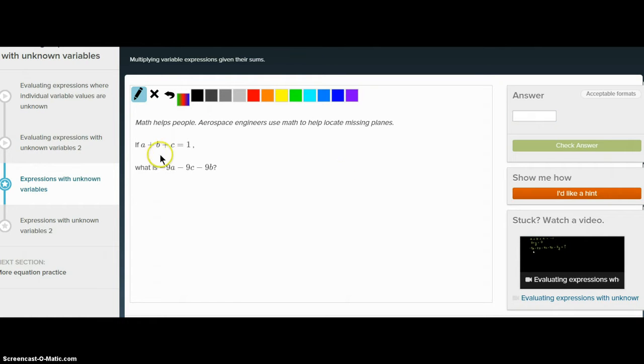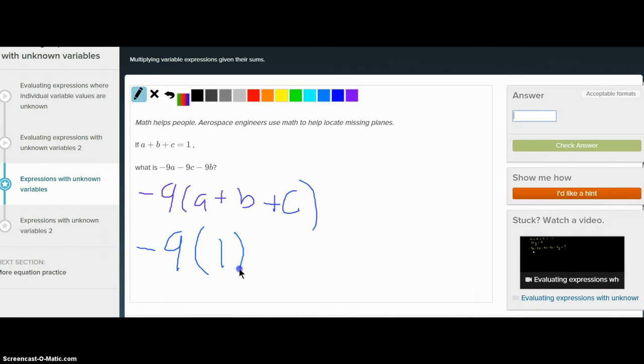Alright, so in this next problem here, a plus b plus c equals 1, and we see this over here. We're going to do the exact same thing. We're going to factor out negative 9, and we have a plus c plus b. It doesn't matter. We can switch them around any order we want because they're just added to each other. So we have negative 9 and then times 1 equals negative 9.